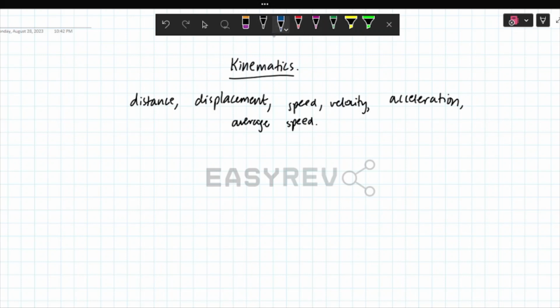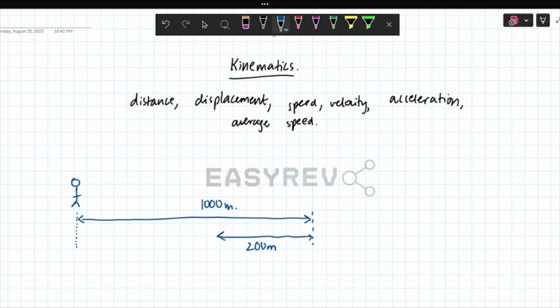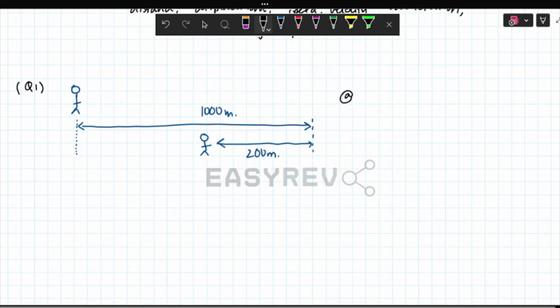Let's take the example of Tufi standing right here, who's ready to move from this starting position that I've marked with a dotted line. Suppose Tufi here moves 1,000 meters forward and then moves about 200 meters backwards. So perhaps Tufi lands somewhere right here. Now our first question is this. And suppose there are multiple parts to this question. The first part asks us, what is the distance covered by Tufi in this case?